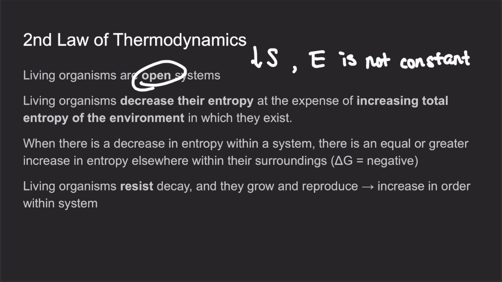So, living organisms can decrease their entropy. However, it's at the expense of increasing the total entropy of the environment in which they exist. So, when living organisms decrease their own entropy, the total amount of entropy in the universe, right, our environment, increases. So there's kind of a trade-off there. We're pretty selfish. We're decreasing our entropy, making things more ordered at the cost of the universe. Wow, how could we do such a thing?